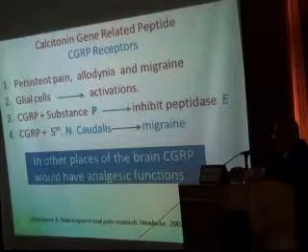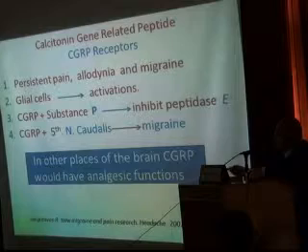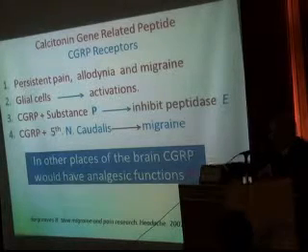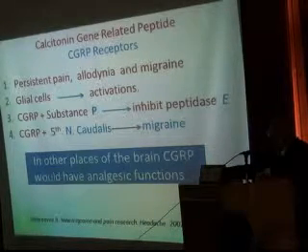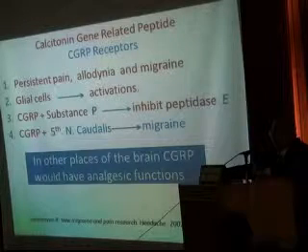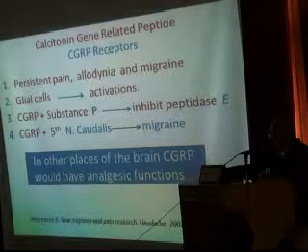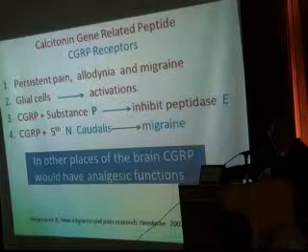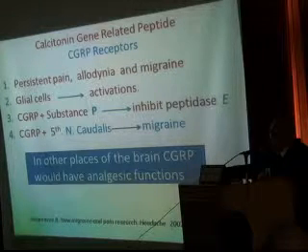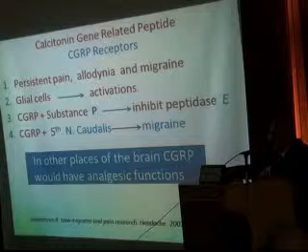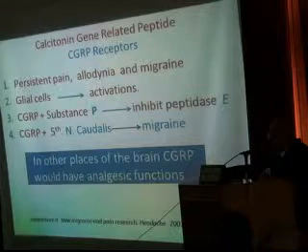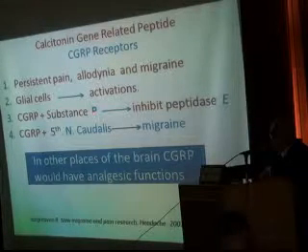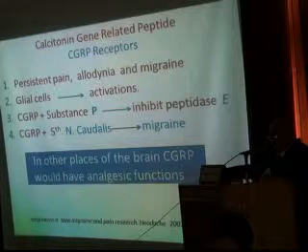And this is not the end of the story, but you have also the calcitonin gene-related peptide. Actually, they found that this calcitonin gene-related peptide has high concentrations in cases of persistent pain, allodynia, and migraine. Actually, it takes its share to activate the glial cells. Calcitonin plus substance P inhibit peptidase enzyme.